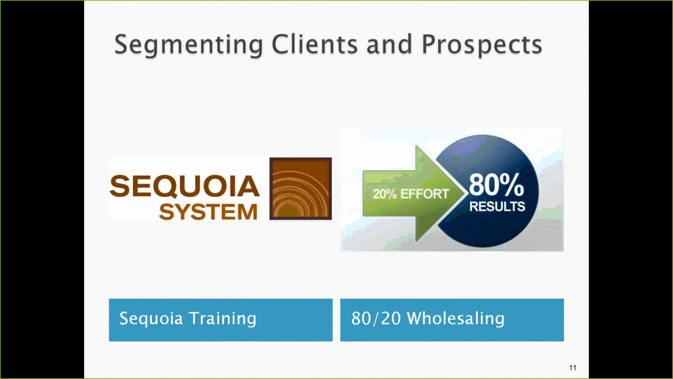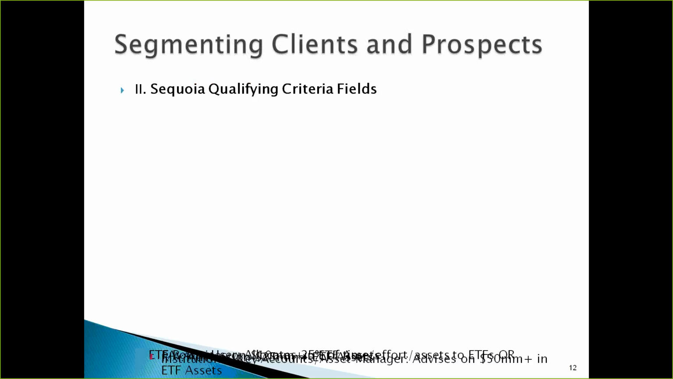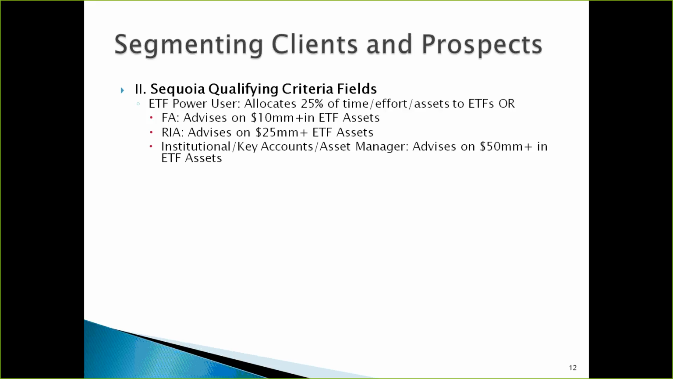The second way we segment clients and prospects is using the Sequoia qualifying criteria. The first of those fields is the ETF power user field. This field is used to indicate advisors that allocate 25% of their time and effort or assets towards ETFs, or they meet certain ETF asset thresholds. This varies depending on the channel. For the financial advisor channel, the threshold is having at least 10 million in ETF assets. For RIA, it's at least 25 million in ETF assets. And for institutional key accounts and asset managers, they need to advise at least 50 million in ETF assets.